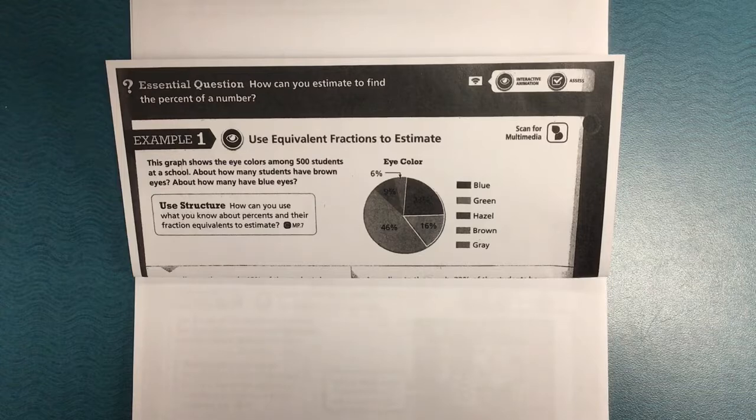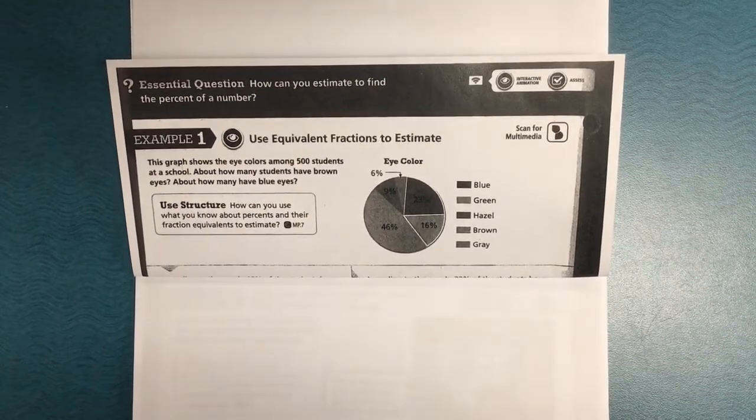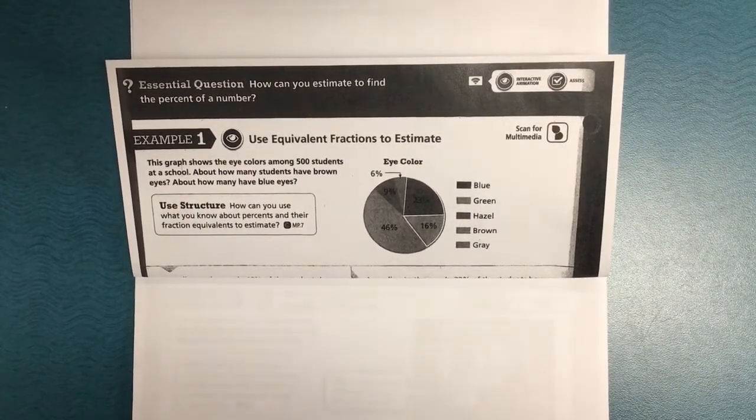So the first problem I'm going to go over is example 1. It is in your book on page 356 of the volume 2 book, so if you wanted to follow along there, you can. Example 1 is using equivalent fractions to estimate. It says this graph shows the eye colors among 500 students at a school. About how many students have brown eyes? About how many students have blue eyes?